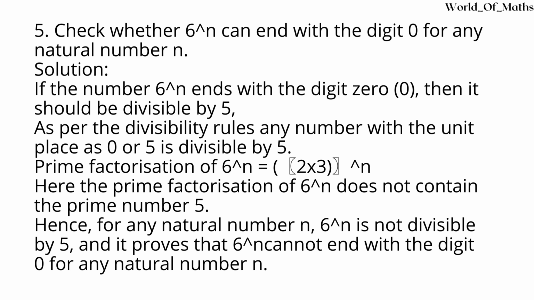Any number which ends with the unit place as 0 or 5 needs to be divisible by 5. And we can see the prime factors of 6 don't have the prime number 5 as a factor. So we can conclude that for any natural number n, 6 to the power of n cannot end with the digit 0.